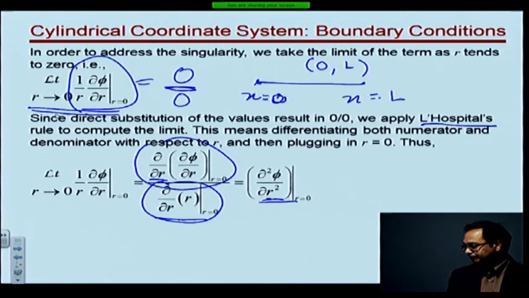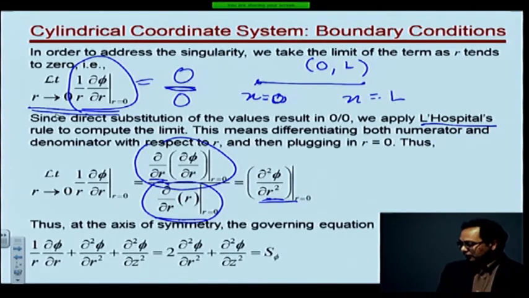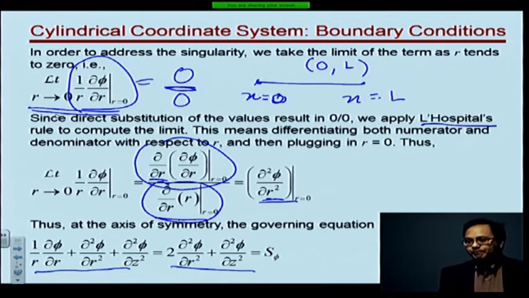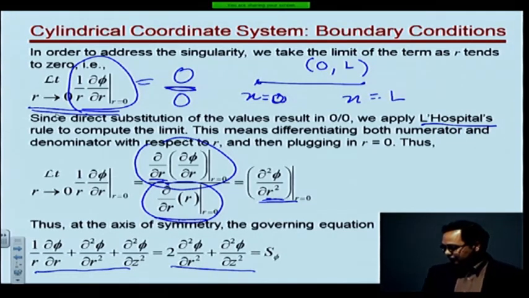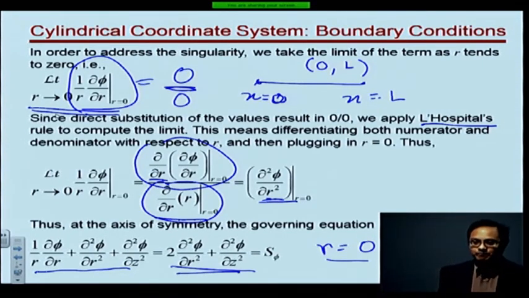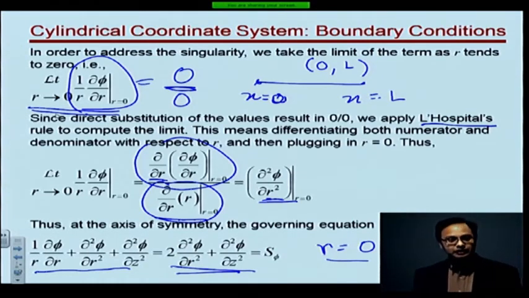So my governing equation at r equal to 0 becomes that. The first derivative is gone. This becomes the second derivative. Now this is only at r equal to 0. Keep that in mind. Don't use this equation anywhere else. All right. Any questions so far?